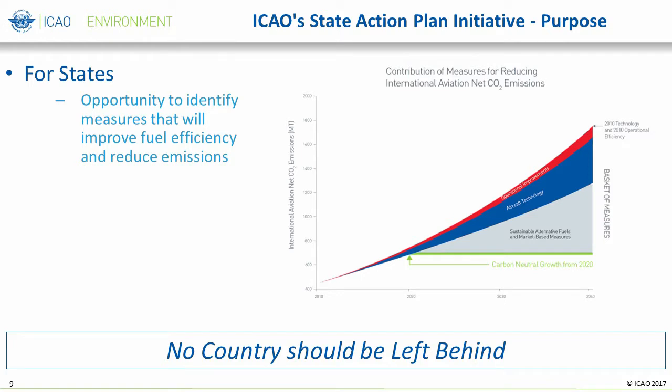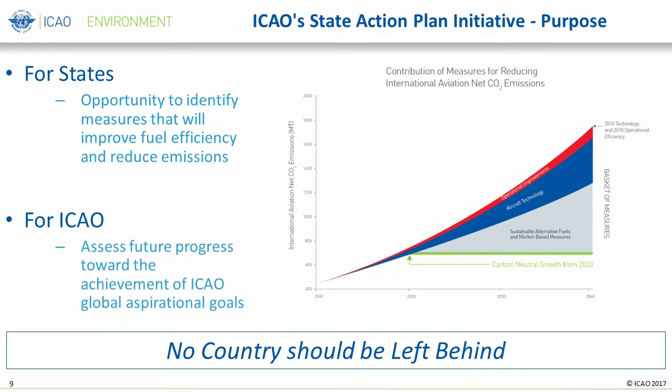For states, the action plan is a way to voluntarily identify, document, communicate, and implement measures to reduce emissions from international aviation. For ICAO, the data included in the action plans are also used to track the progress towards the collective global aspirational goals, which are improving fuel efficiency by 2% per year and, from 2020, keeping net CO2 emissions at the same levels, or carbon neutral growth from 2020.